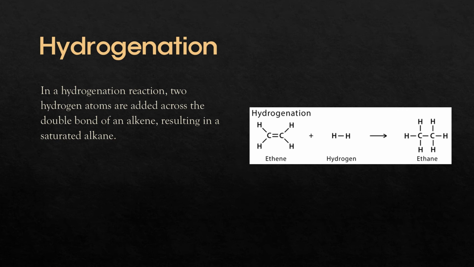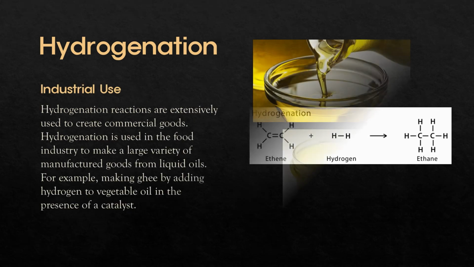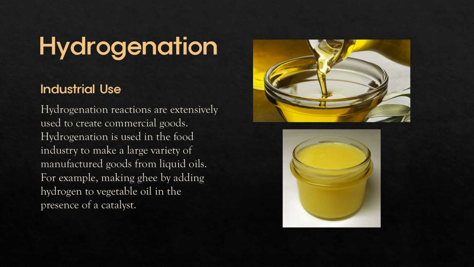Hydrogenation. In a hydrogenation reaction, two hydrogen atoms are added across the double bond of an alkene, resulting in a saturated alkane. Its industrial uses are extensive in creating commercial goods. Hydrogenation is used in the food industry to make a large variety of manufactured goods from liquid oils. For example, making ghee by adding hydrogen to vegetable oil in the presence of a catalyst.